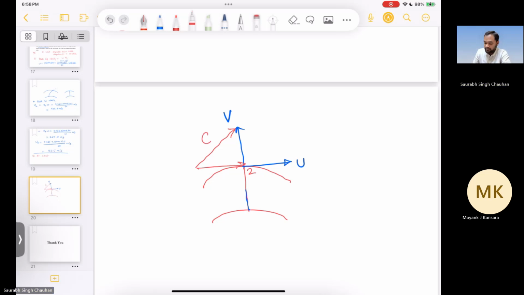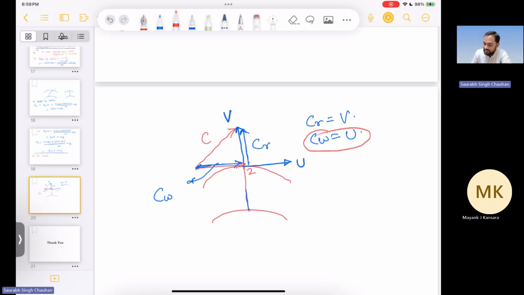Now if you see this component and this component, this is the whirl component of velocity, and this is the radial component of velocity. So from here you can see that the radial component of velocity is equal to the relative velocity v, and the whirl component of velocity is equal to u. But this is in the ideal case. In the actual case, this whirl velocity is not equal to your blade velocity.